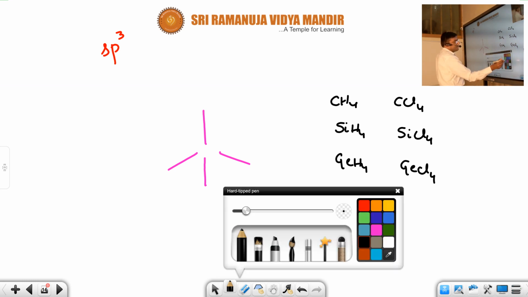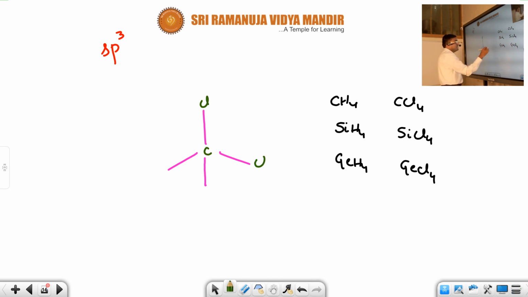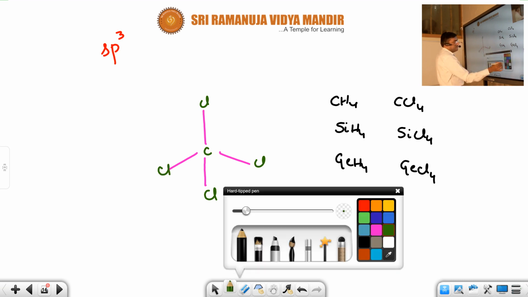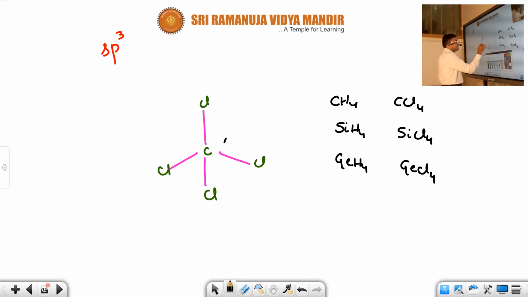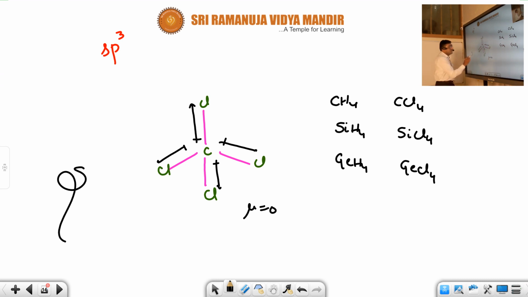The net dipole, for example, if you take in this case C, Cl, Cl, Cl, Cl. In this case, there is a symmetry. It is a symmetrical molecule. Any symmetrical molecule, the dipole moment is 0, because the molecule is symmetrical.